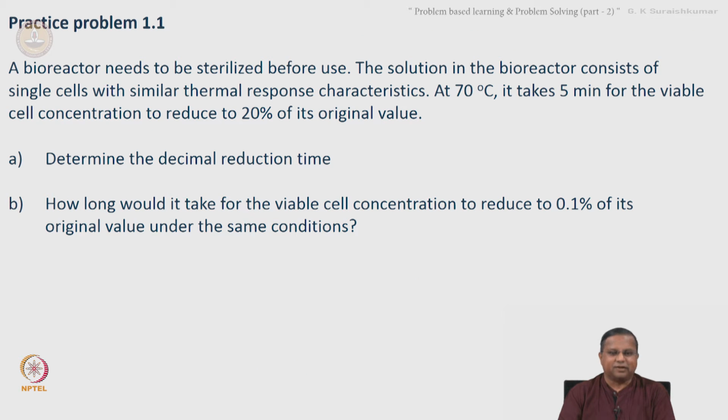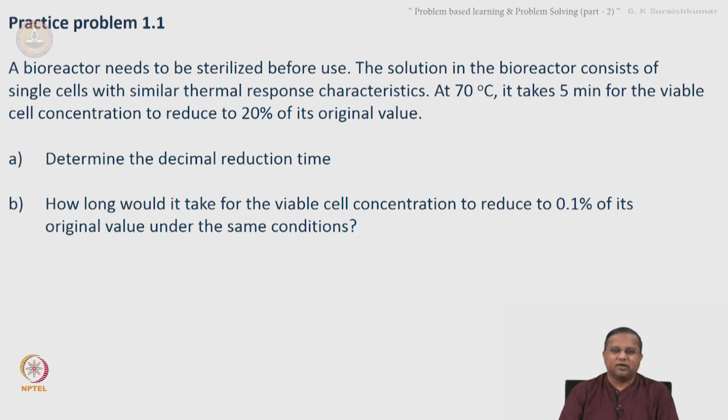Okay. This is a practice problem in a different course. I have just repeated the same problem, and I will tell you the solution from the point of view of problem solving for a closed ended problem. The problem reads: a bioreactor needs to be sterilized before use. The solution in the bioreactor consists of single cells with similar thermal response characteristics. At 70 degrees C, it takes 5 minutes for the viable cell concentration to reduce to 20% of its original value.